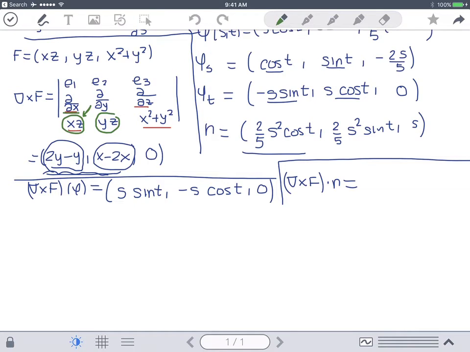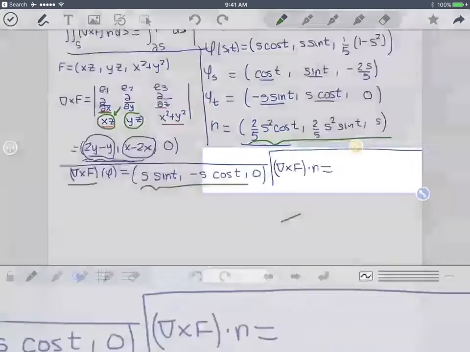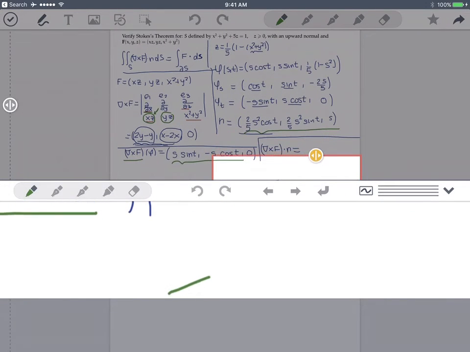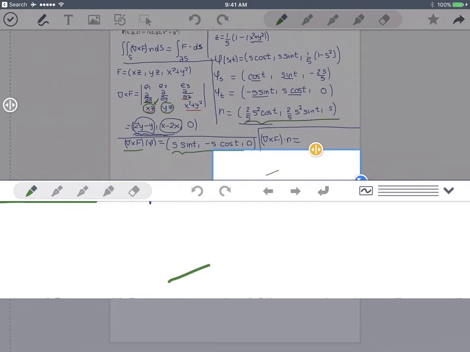I'm going to do the dot product of this guy, which is this, with n, which is this. It's not going to be terribly complicated. The first term is going to be, I'm going to write it right here to make it small, 2s cubed over 5 sine t cosine t.